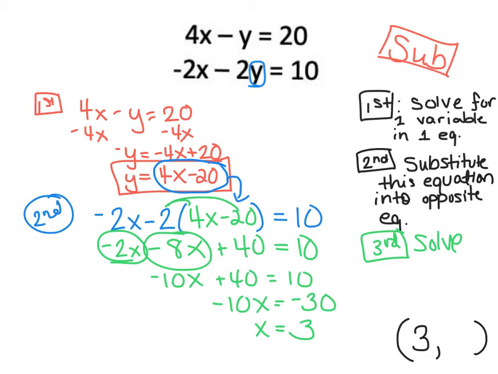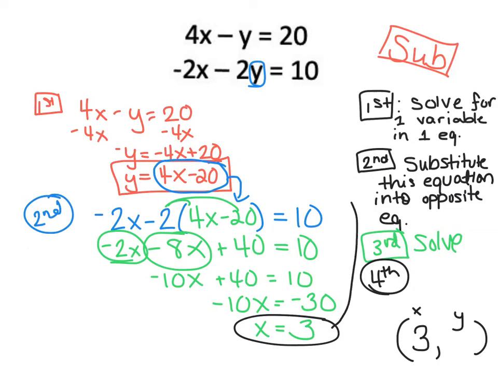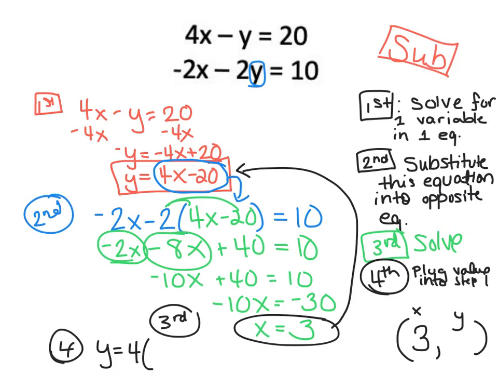So I know that this is 3 for x, I need y. To get y, the easiest place to plug it in, I know x is 3. I could plug it back into any original equation, but if I plug back into step 1, it's fastest. This gives me y equals 4 times 3, minus 20, which would be 12 minus 20, or -8 for y. So my ordered pair, where these two lines intersect, would be (3, -8).